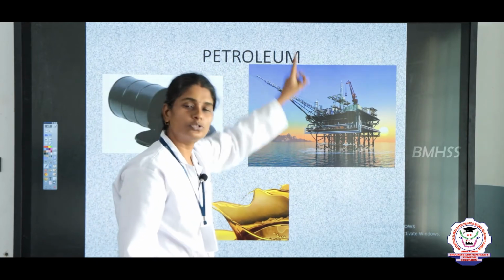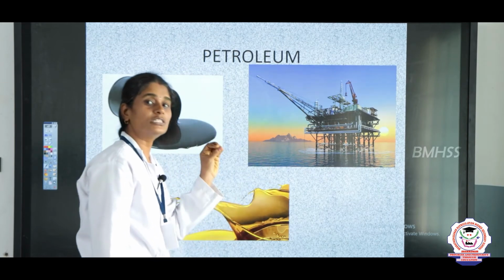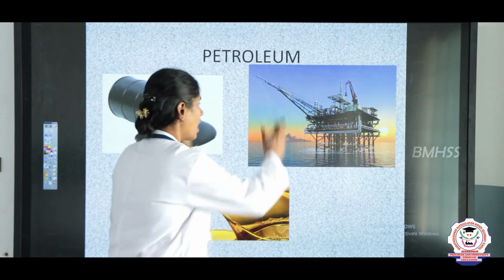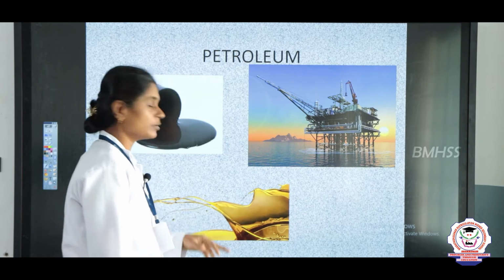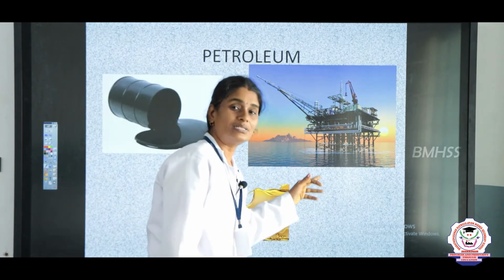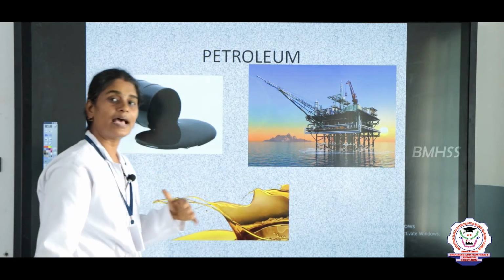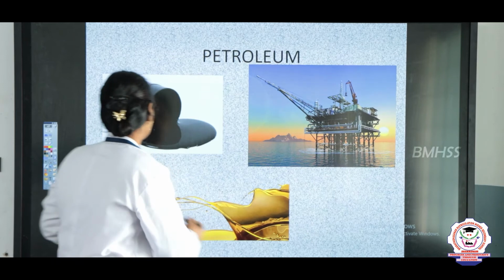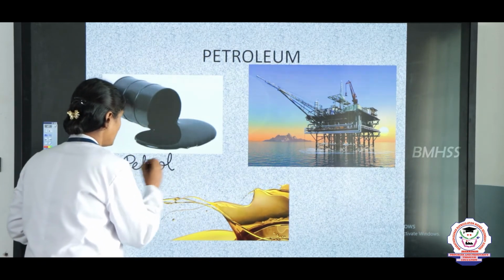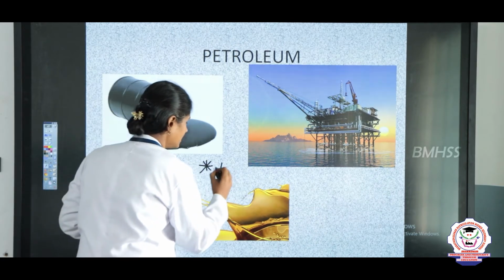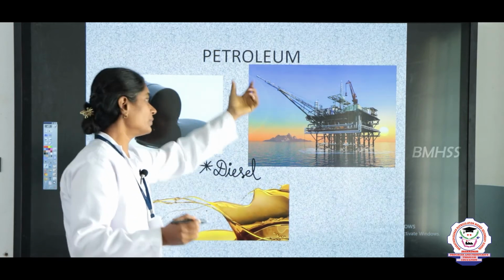Petroleum is the remains of the dead plants and animals which were buried millions of years ago under the sea, right. The petroleum is used for many things. It can be extracted in many ways. We get petrol from the petroleum, and we get diesel. Diesel is also a form of petroleum. We can extract these things from the petroleum, right.